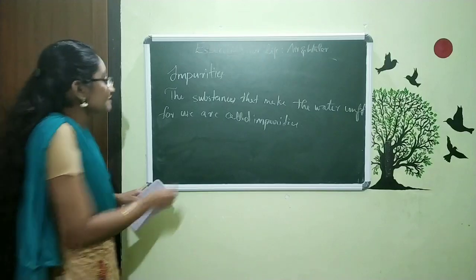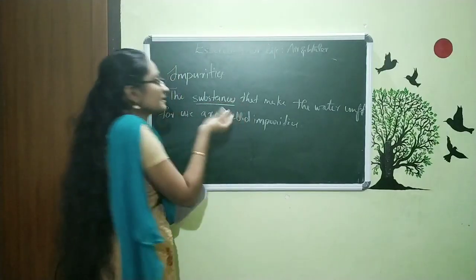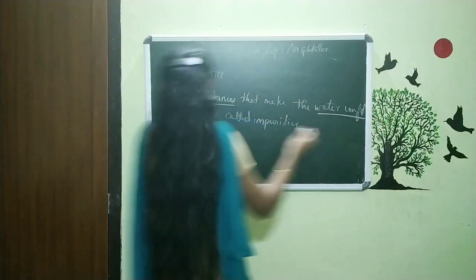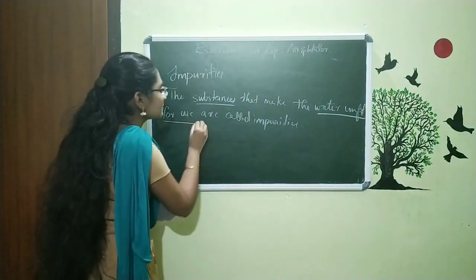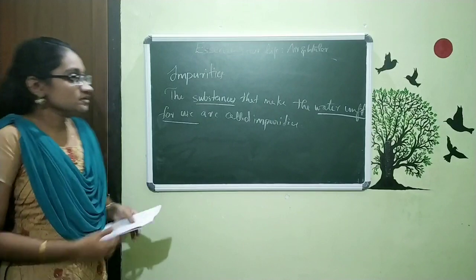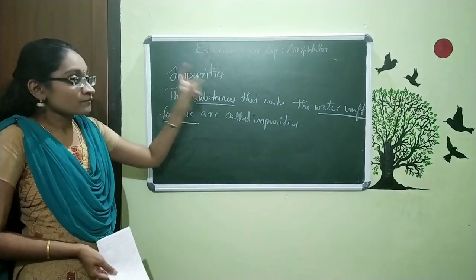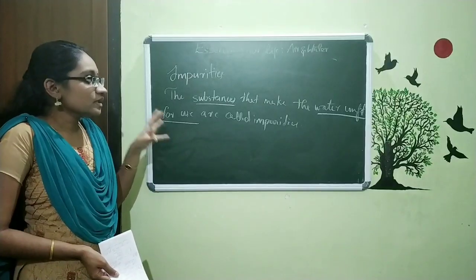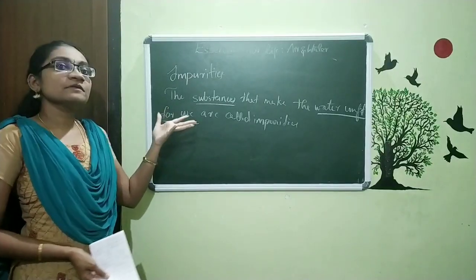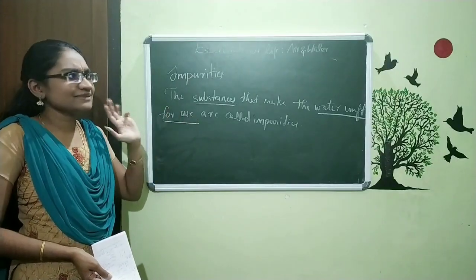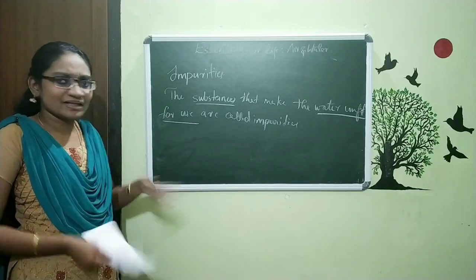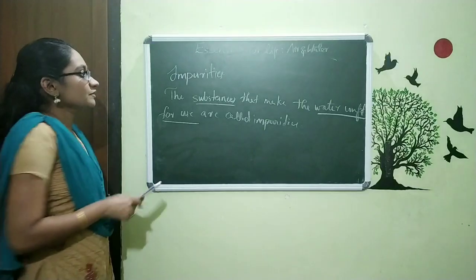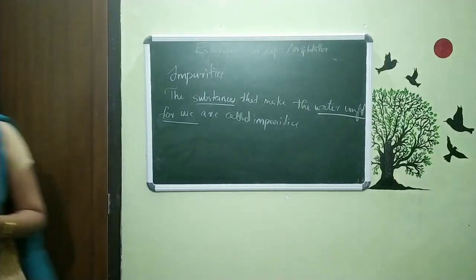So the definition is this: the substances that make the water unfit for use are called impurities. That means they do not help for our purpose. Our basic purposes are drinking, bathing, and all such things. So this is the definition for impurities. You just want to remember this definition.